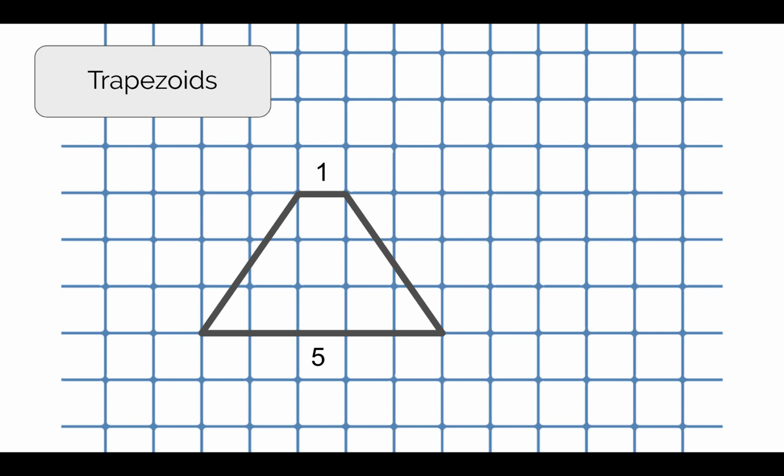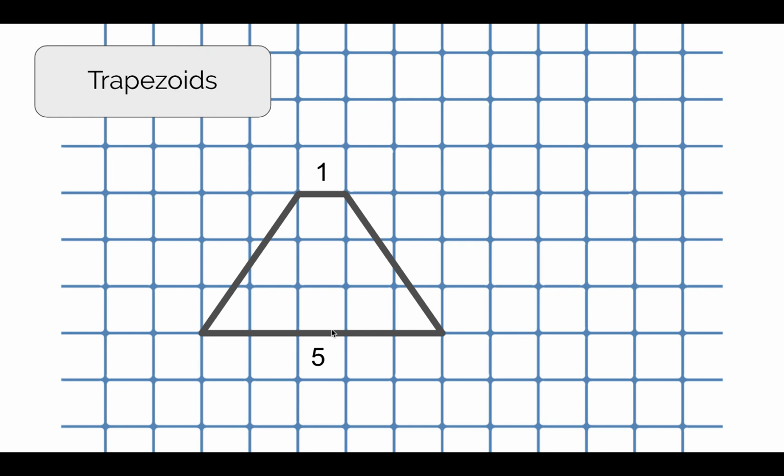For this trapezoid, I have one base that has a length of 1 unit, and then I have a base that has a length of 5 units. The height of a trapezoid is the perpendicular distance, or that right-angled distance, between the two bases. So if I start at one base and I count straight line to the other, I have 1, 2, 3 units between them.